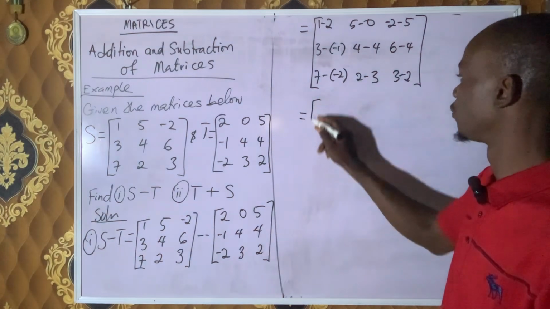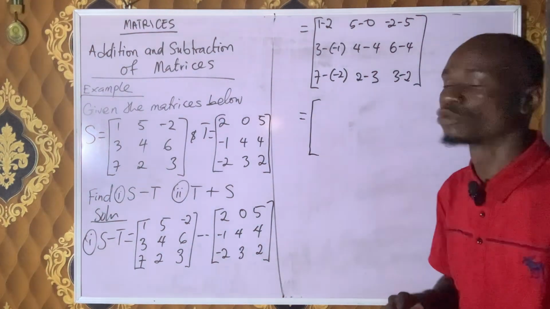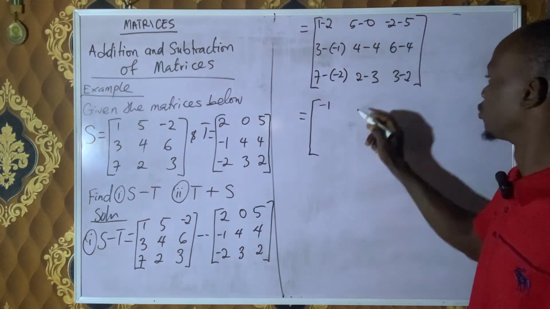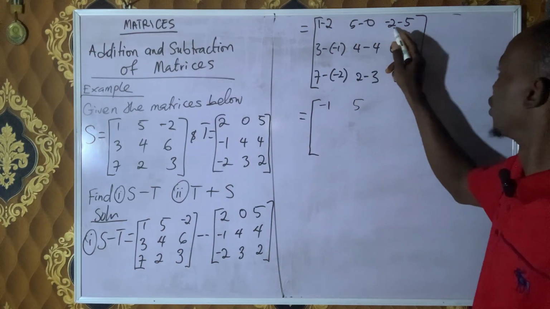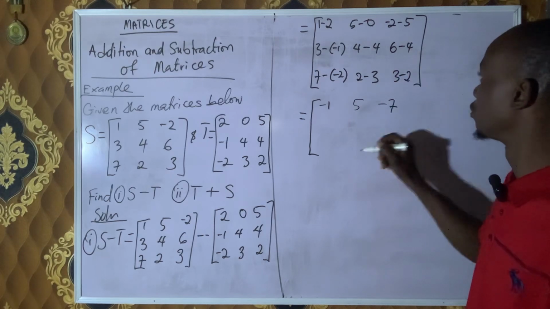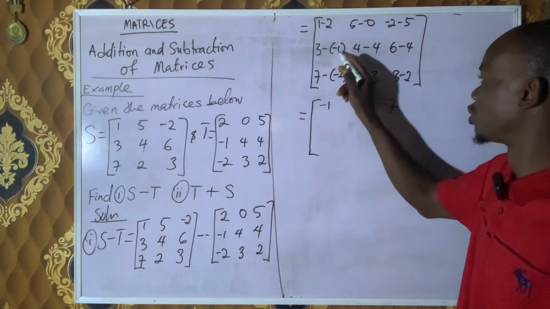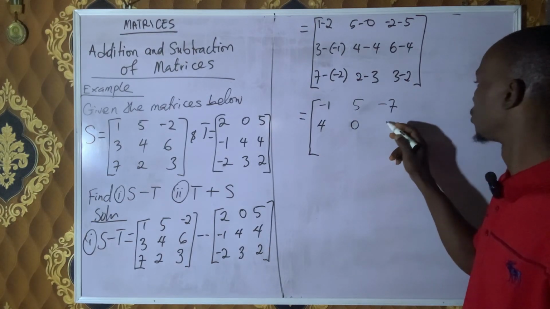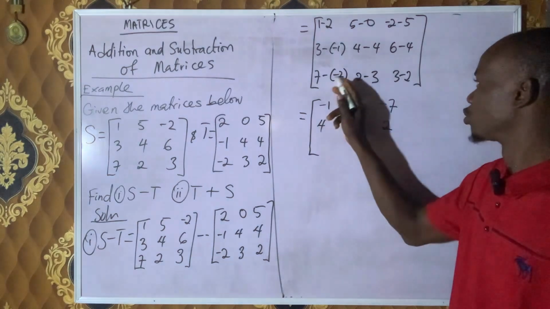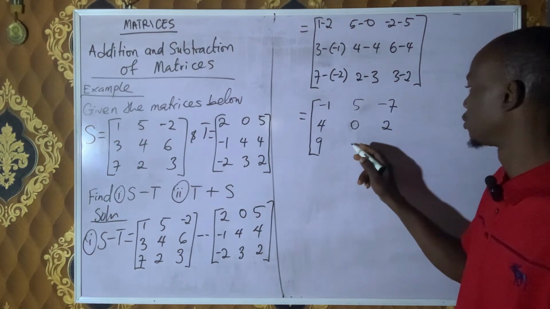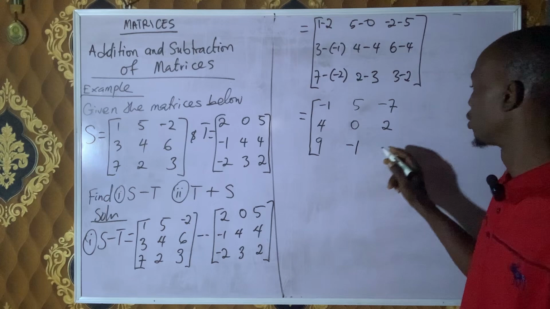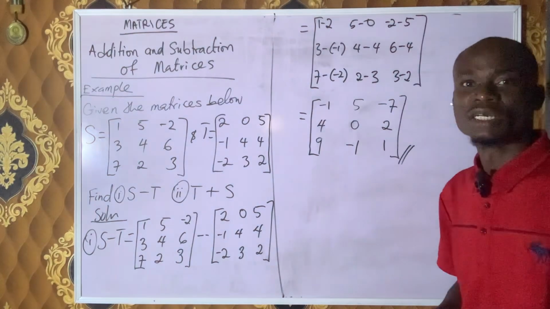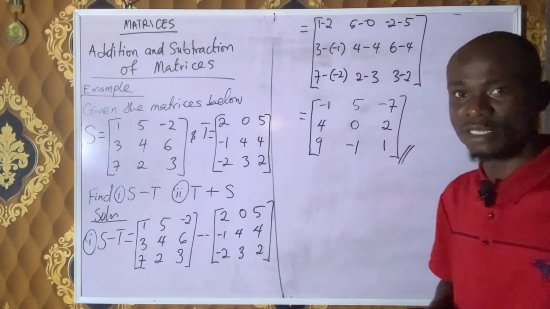So if we simplify everything we have here, the first one says 1 minus 2, that will give us minus 1. 5 minus 0 will give us 5. Minus 2 minus 5 will give us minus 7. 3 minus minus 1, minus minus is plus, so that will give us 4. 4 minus 4 is 0. 6 minus 4 is 2. Minus minus plus, so that will give us 9. 2 minus 3 is minus 1. And 3 minus 2 is 1. So that's the answer to the first question in this example.